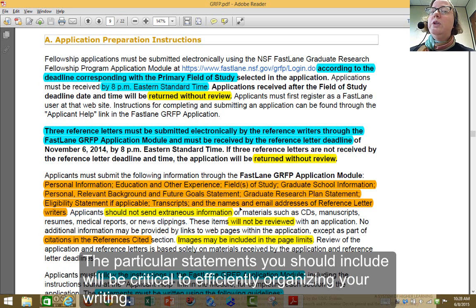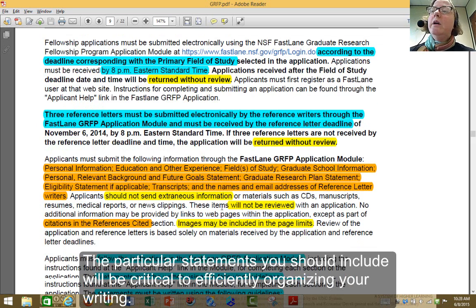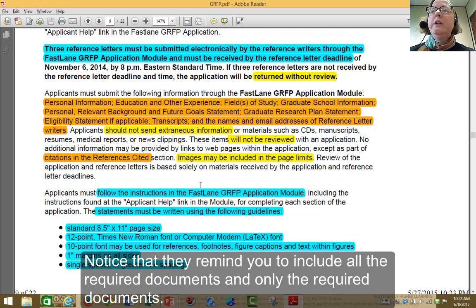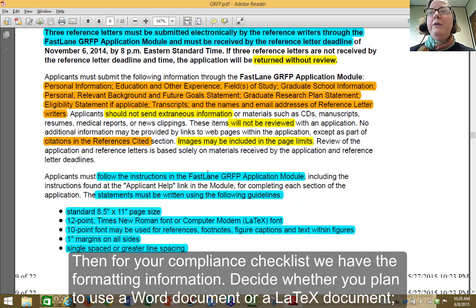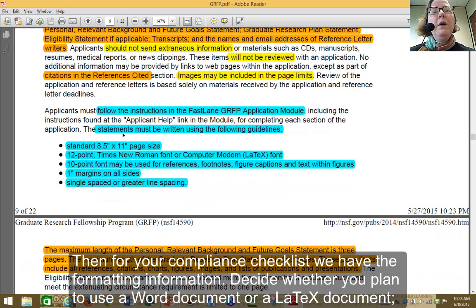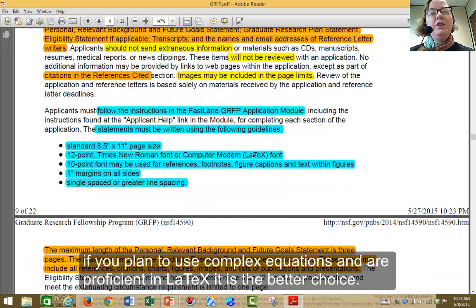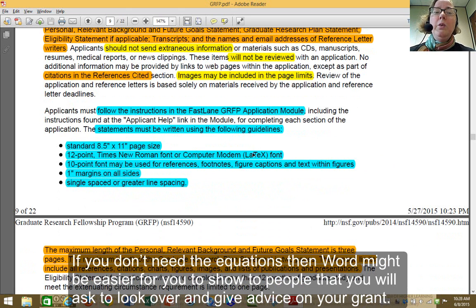The particular statements you should include will be critical to efficiently organizing your writing. Notice that they remind you to include all of the required documents and only the required documents. Then, for your compliance checklist, we have the formatting information. Decide whether you plan to use a Word document or a LaTeX document. If you plan to use complex equations and are proficient in LaTeX, it is the better choice. But if you don't need the equations, then Word might be easier for you to show to people that you will ask to look over and give advice on your grant.